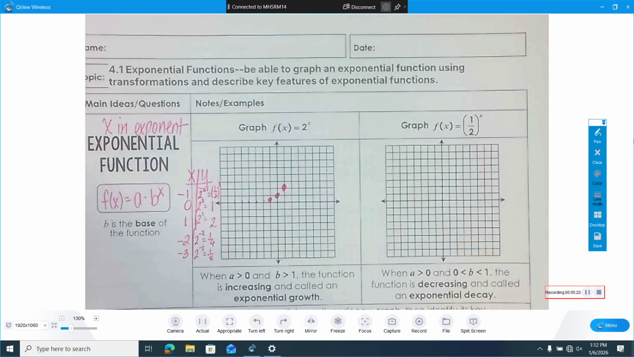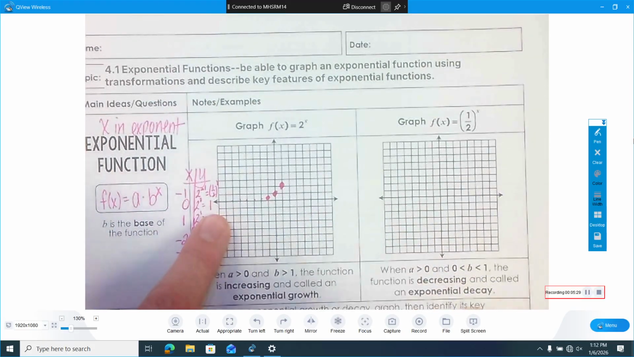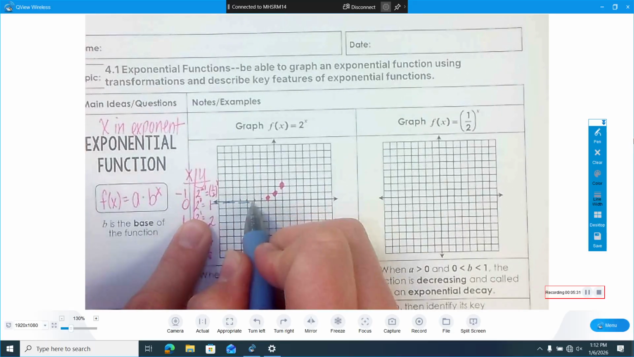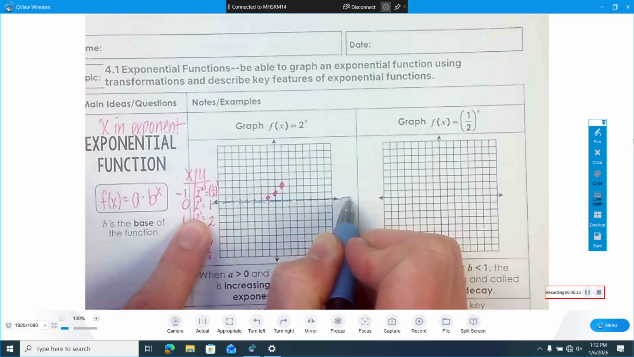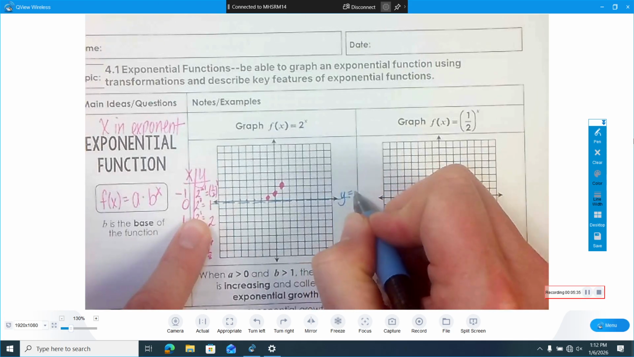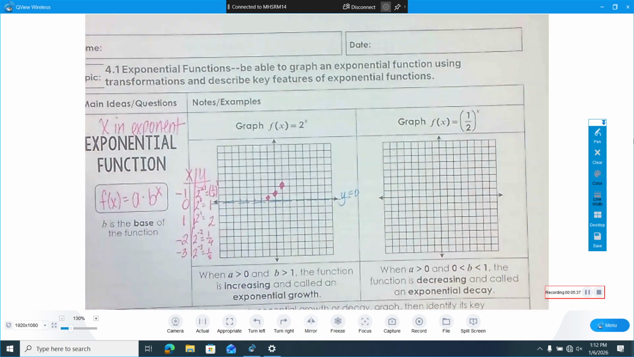Is it ever going to get to 0? No. And because it's never going to get to 0, we have a horizontal asymptote right here. In this case, at y equals 0, we have this lovely little boundary line that our exponential function isn't going to cross.